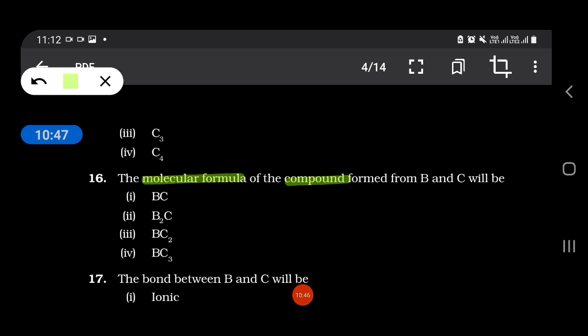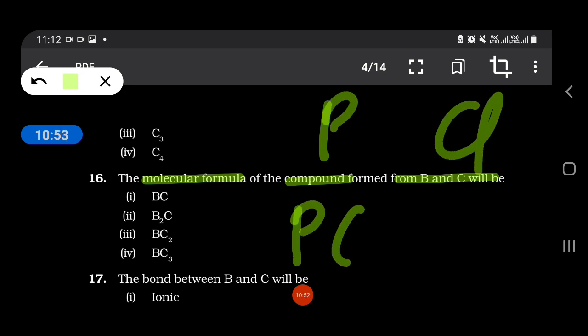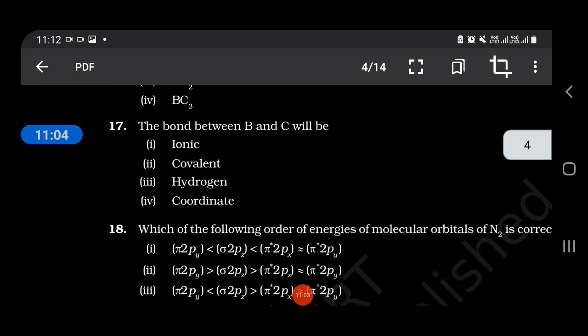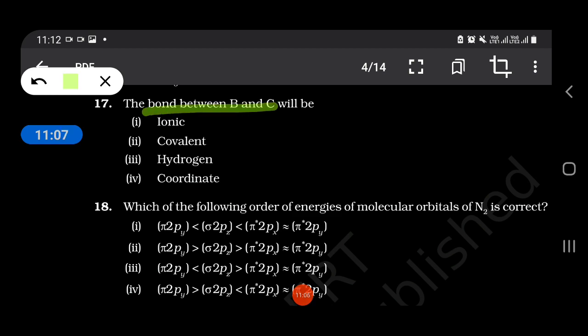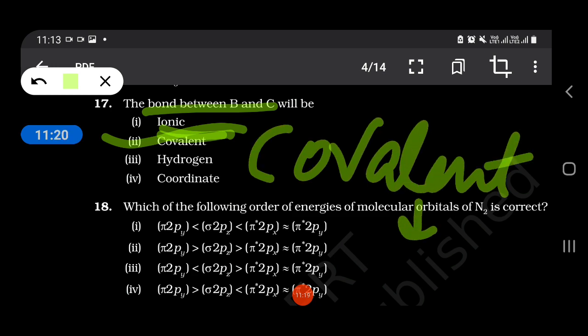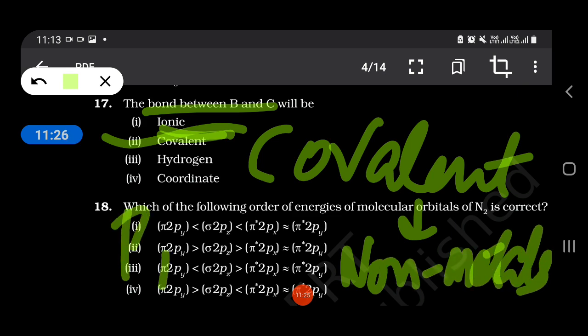The molecular formula of the compound formed by B and C: when phosphorus and chlorine form a compound, they can form PCl5 or PCl3. So it will be option 4. The bond between B and C will be, because they both are non-metals, a covalent bond. That is covalent bond, between non-metals like P, Cl, etc.